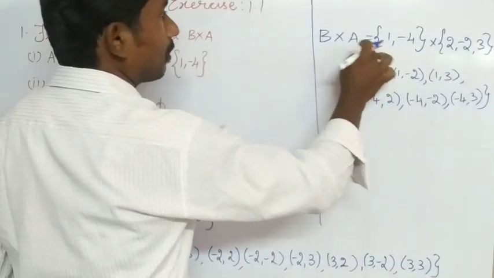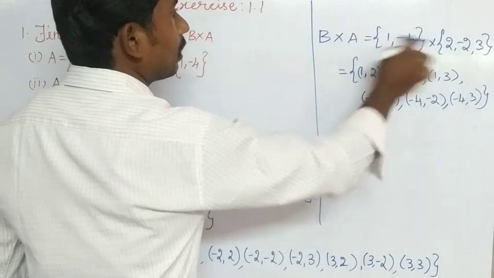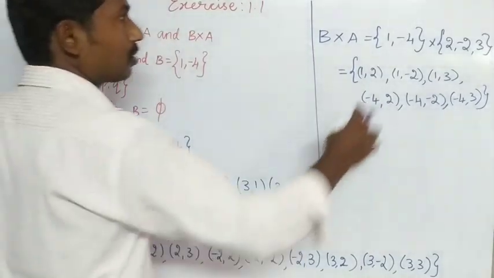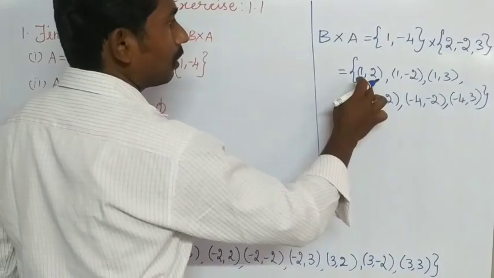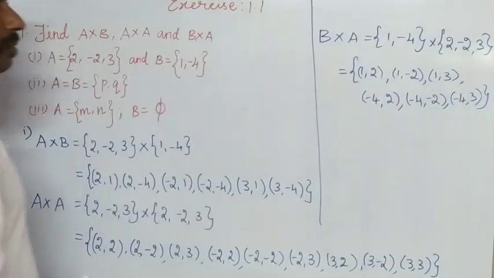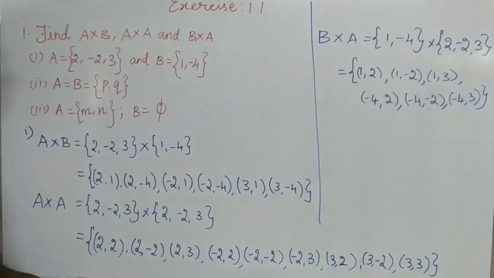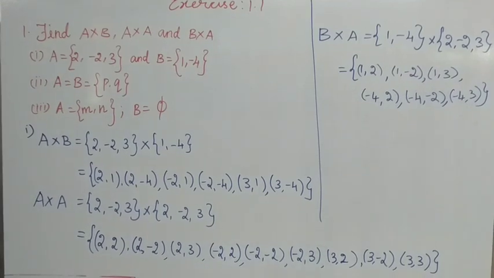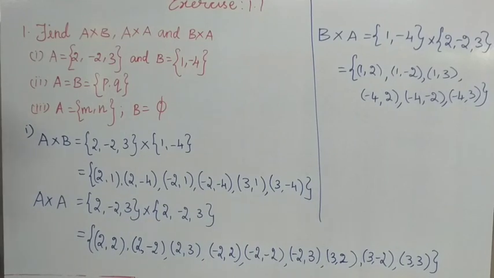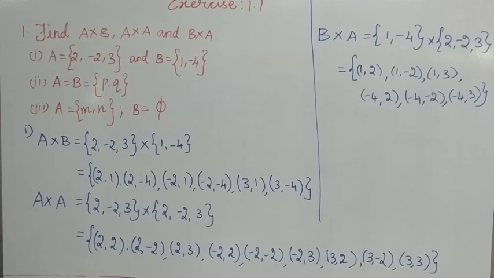The number of elements in the set B is 2, the number of elements in the set A is 3. So 2 3s are 6. So there are 6 ordered pairs. So it is the solution for the first problem. So this is the answer for the first problem. So you can take it down.